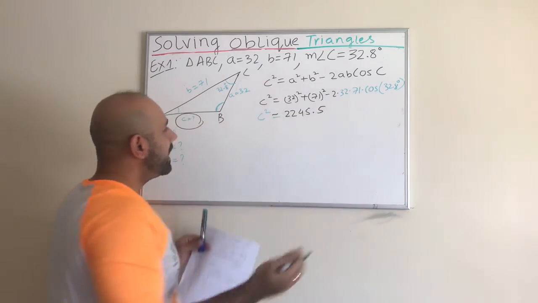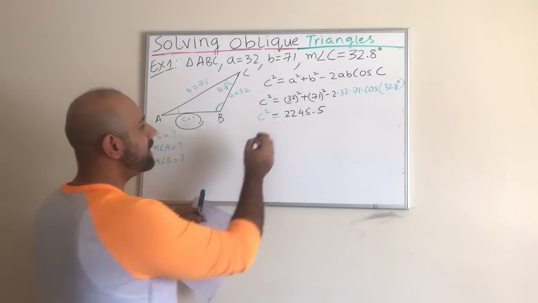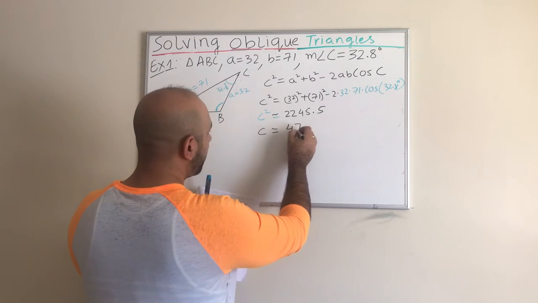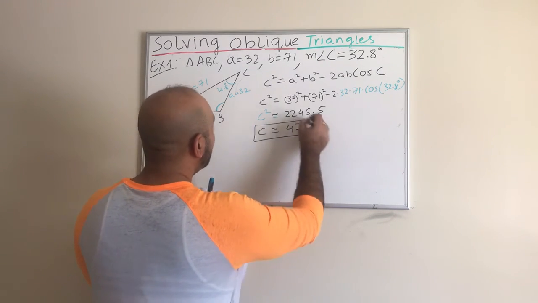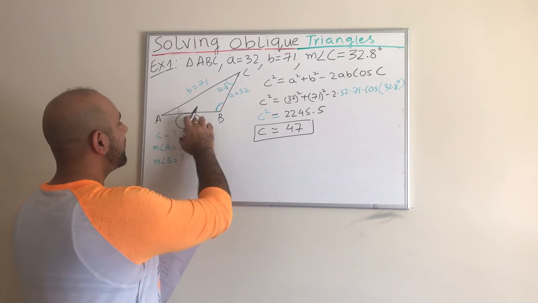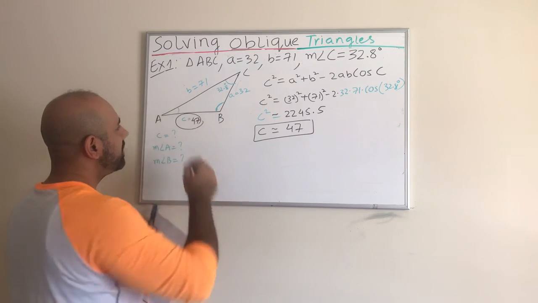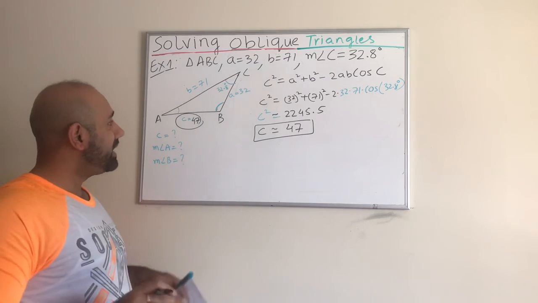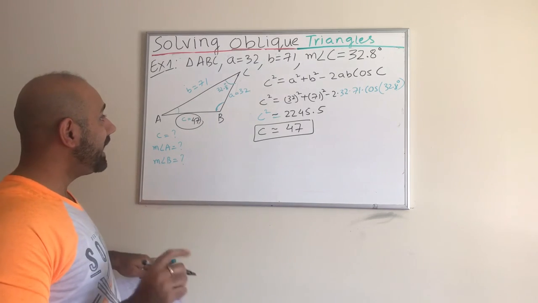Then, to get c, we have to take the square root on both sides. Using a calculator, we get close to 47. That is the length of the side c. So the length of side c is 47. I have it, so I'm just going to write the value here. So I already have the three sides. Now my goal is to find the missing angles.